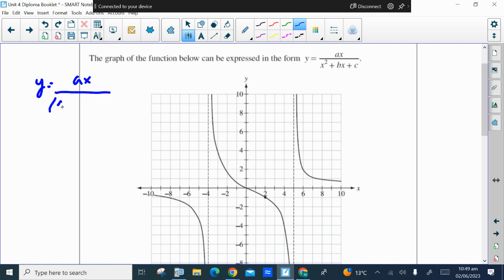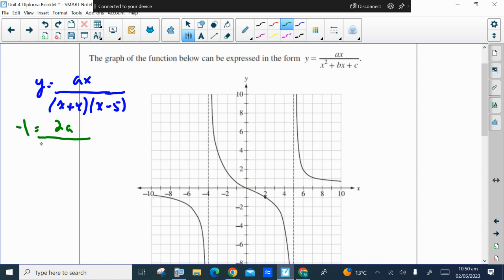Because negative 4 is a vertical asymptote, x plus 4 must be a factor, and positive 5 is a vertical asymptote, so x minus 5 has to be a factor. Now we are going to have to multiply those out because the denominator is in the form x squared plus bx plus c. But before we do that, let's determine what a is. You can see that the point 2 comma negative 1 is clearly indicated as a point on this graph. That point must satisfy the equation. When x is 2, y will equal negative 1. So this is how I'm going to be able to figure out what a is.